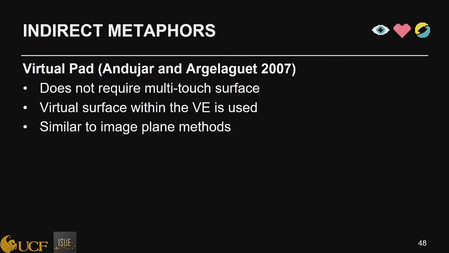Then, of course, there's the virtual pad, and the notion here is that I'm just going to put a virtual multi-touch surface in my virtual reality environment, and that surface is going to be used like a regular indirect touch input. Okay? And it's similar to the image plane methods, okay, if you think about it, because what you're doing is you're placing a plane in place similar to image plane, and then you can go ahead and do your selection and or manipulation.